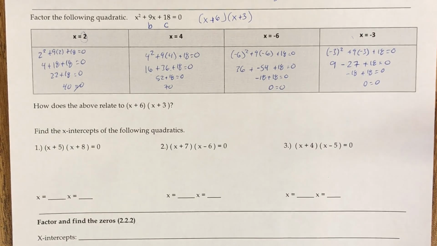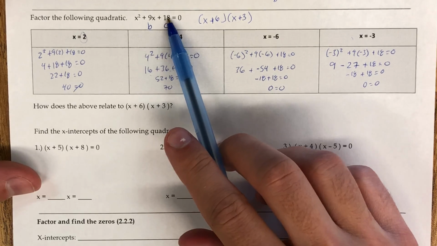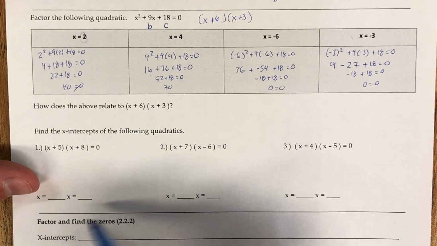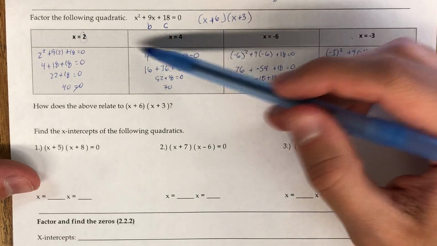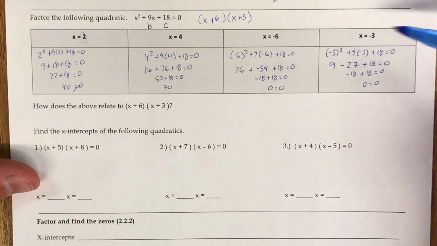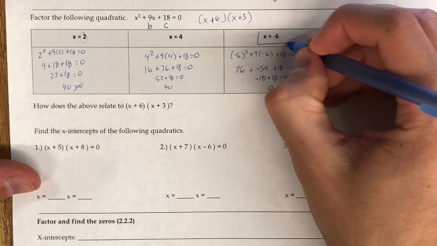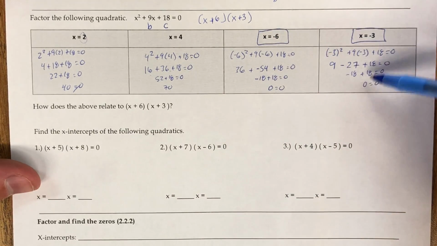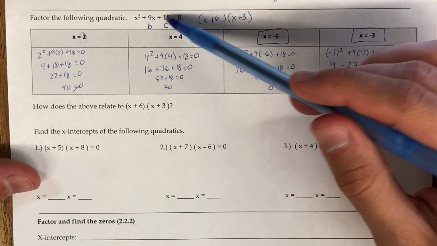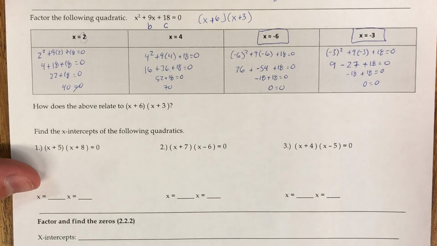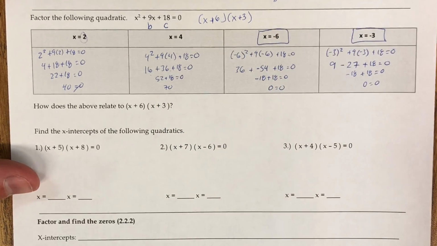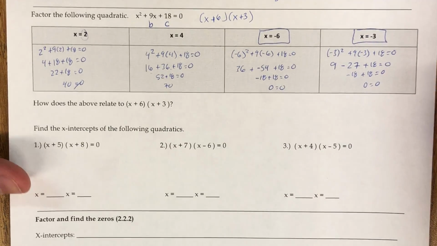So, what we did here was we started by factoring, and we got x plus 6 times x plus 3. Notice here, when we plug in some numbers, we plugged in 2, 4, negative 6, and negative 3. When we plug in negative 6 and negative 3, we get 0. Or in other words, those numbers make this function equal to 0. They check out, they work. How are these related to x plus 6 and x plus 3, our 2 factors that we got?